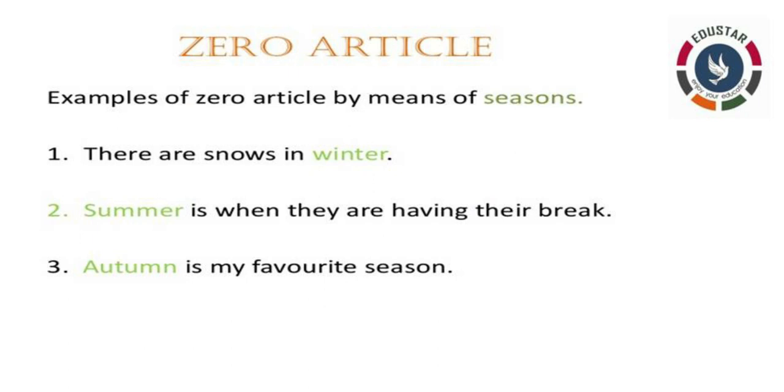Zero article with seasons. For example, there is snow in winter. Summer is when they are having their break. Autumn is my favorite season. You know the words which represent seasons? Winter, summer, autumn. So don't use any articles before that.